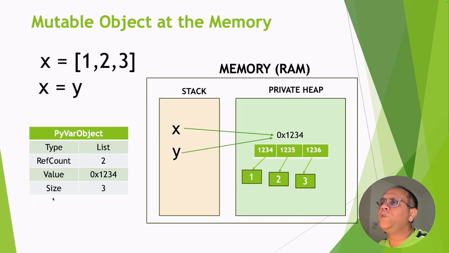What happens if you do x equal to y? Then again, the same thing: y is going to refer to the same address of the PyVar list object in the memory, and the reference count becomes 2 here.